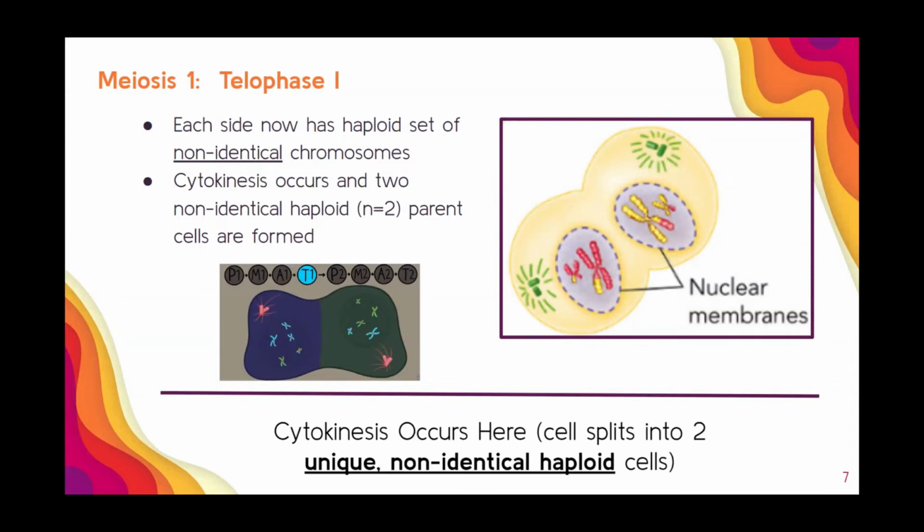And at the very bottom, you'll see on your next page of your notes at the very top, you're going to write this sentence about cytokinesis, where the cell splits into 2 unique, non-identical haploid cells. And they're haploid cells because it really doesn't have all the information. It's got half the amount of information that needs to be utilized.